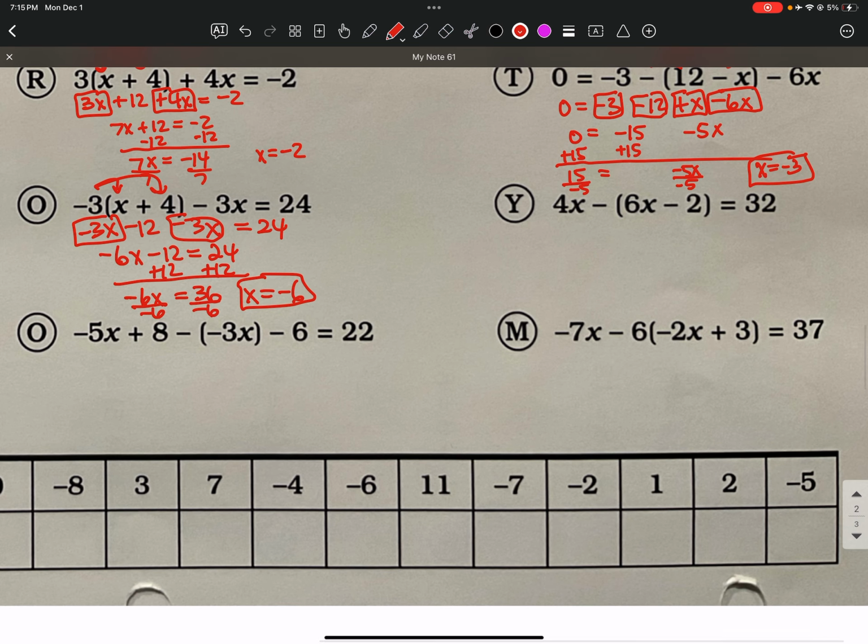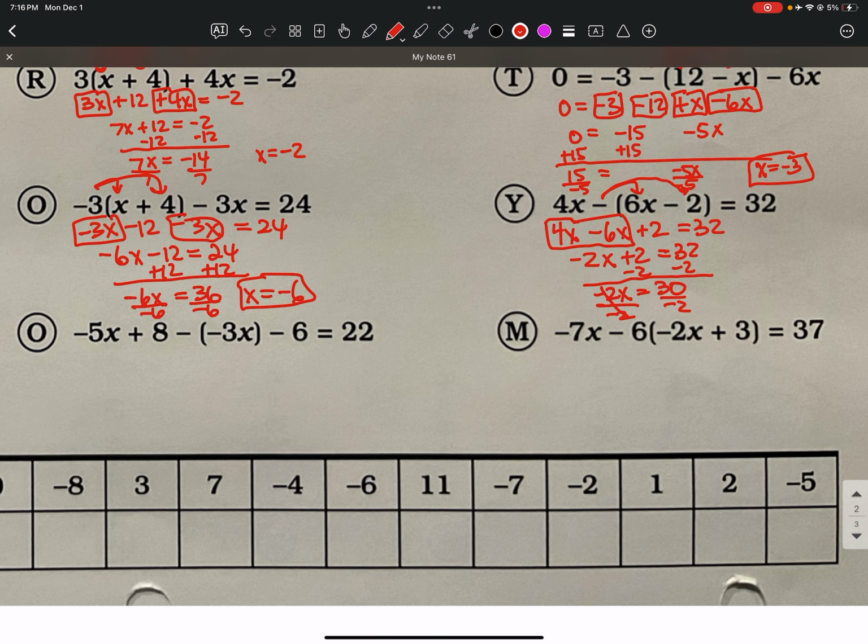All right, 4x, negative times 6x is negative 6x. Negative 1 times negative 2 is positive 2 equals 32. 4x's minus 6x's is negative 2x's plus 2 equals 32. Minus the 2, minus the 2. Negative 2x's equals 30. Divide by negative 2. X equals negative 15.